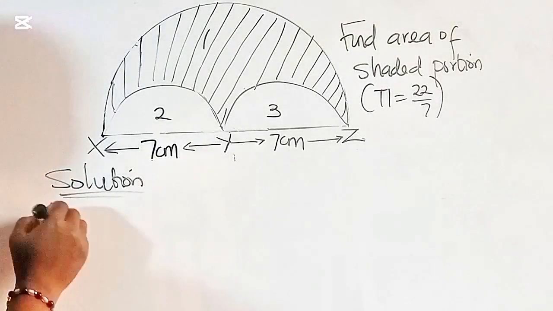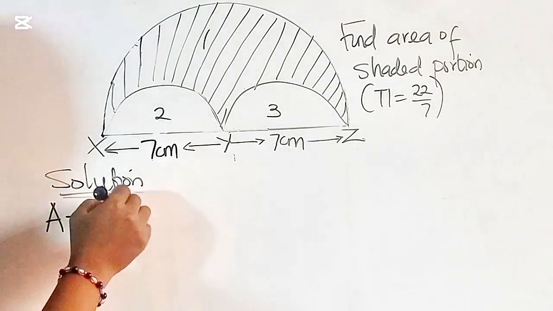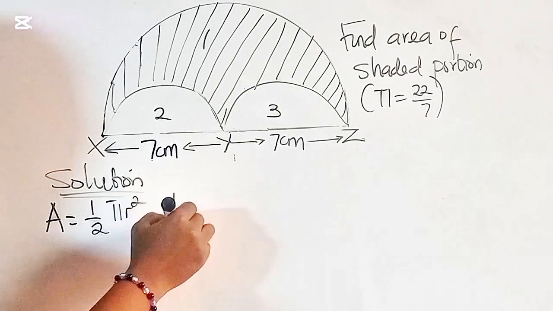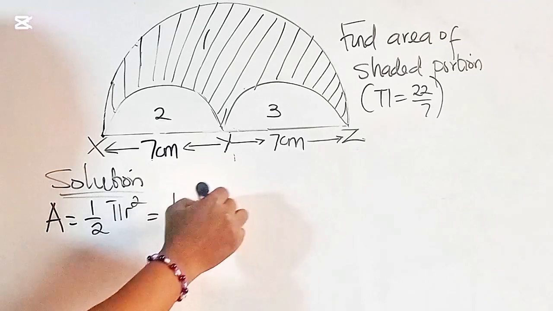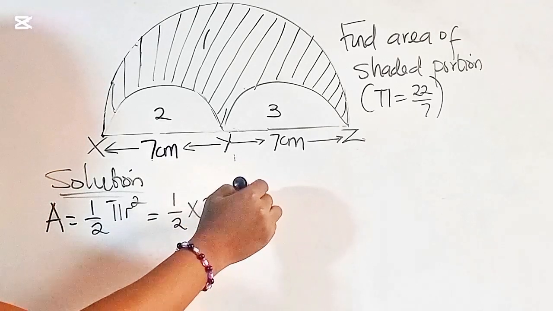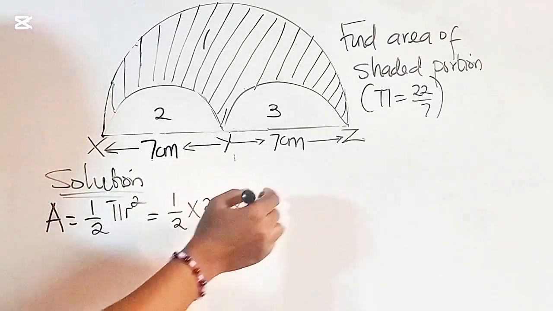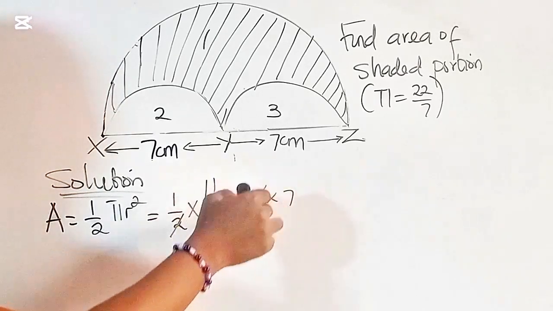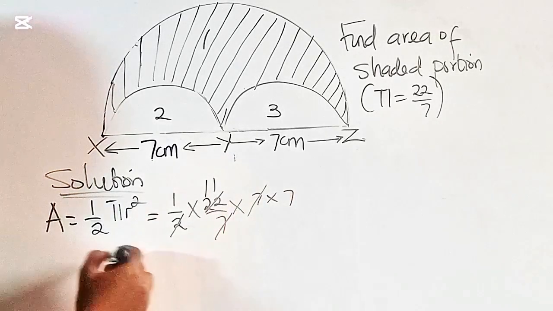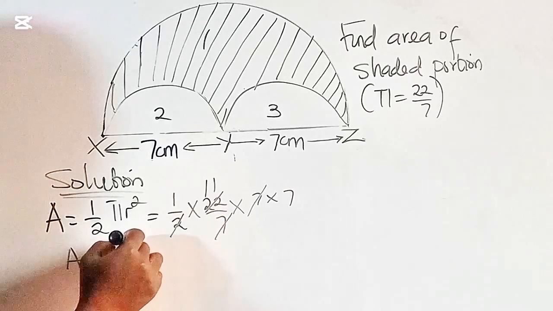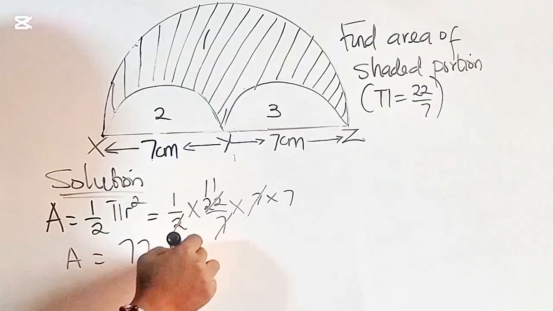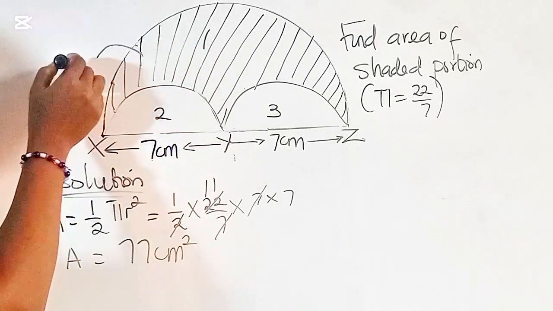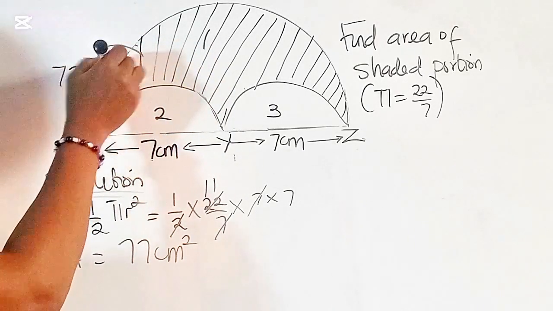Let's calculate the area of the bigger semicircle. We have the area to be equal to 1 over 2 pi r squared. This is equal to 1 over 2 times pi, which is 22 over 7, times the radius, which is 7. So 7 times 7. 2 we go into 22, 11 times, 7 we cancel out 7. So 11 times 7, we have the area of the bigger semicircle to be 77 centimeter square. So the area of this bigger semicircle is 77 centimeter square.